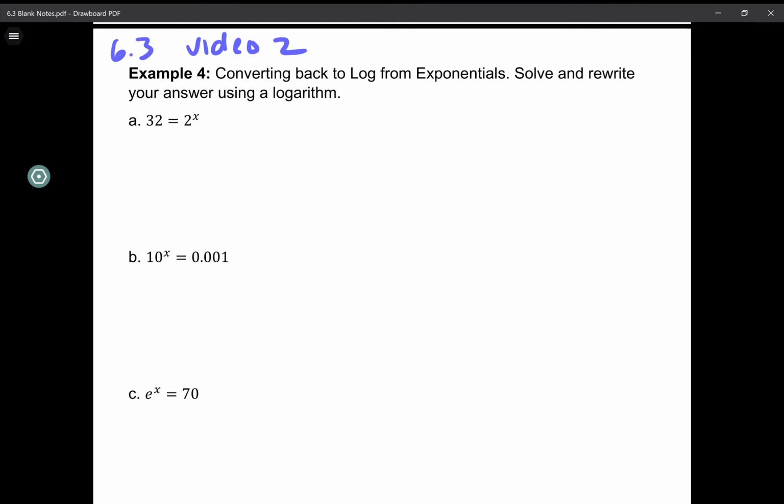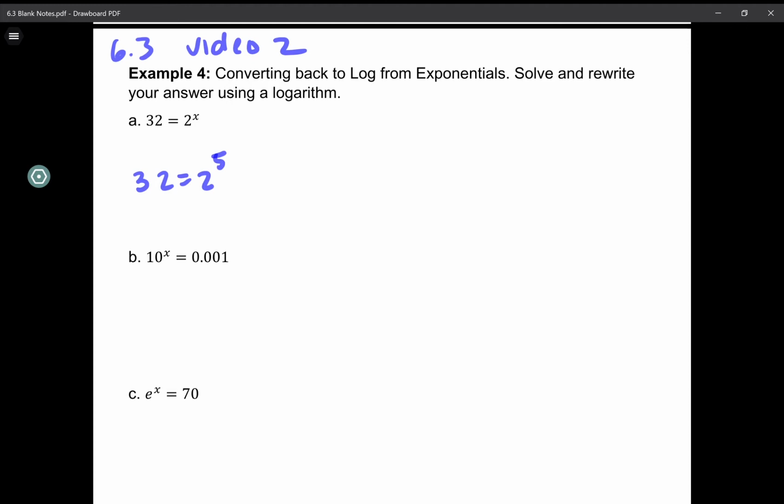All right, so the first one says 2 to what power is 32? And the answer is 5. 2 to the 5th is 32. 32 equals 2 to the 5th. And if you don't know those off the top of your head because you haven't taught math for 15 years, you can just guess and check 2 to the 1, 2 to the 2, 2 to the 3 until you get to the right one.